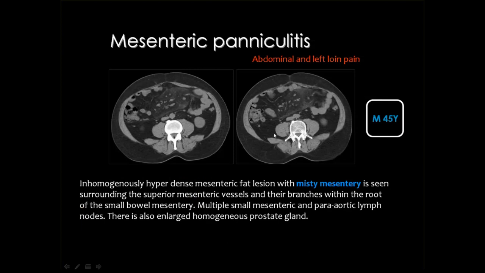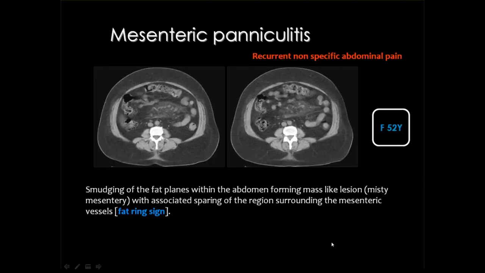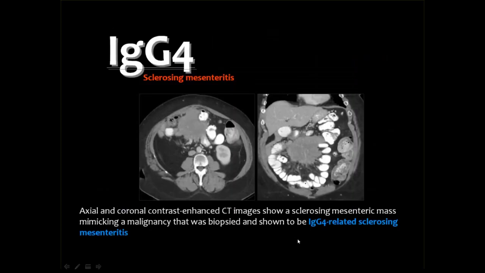This is also an example of mesenteric panniculitis, where there is, let us say, a dirty appearance of the mesenteric fat, or a smudging of the mesenteric fat with the vessel halo sign, where the vessels are surrounded by a hypodense halo of fat. Another example, and then you see the abnormal appearance of the mesenteric fat, and you see the vessels within the lesion surrounded by the halo of fat.